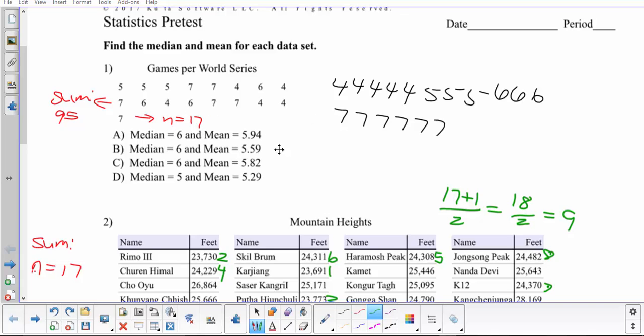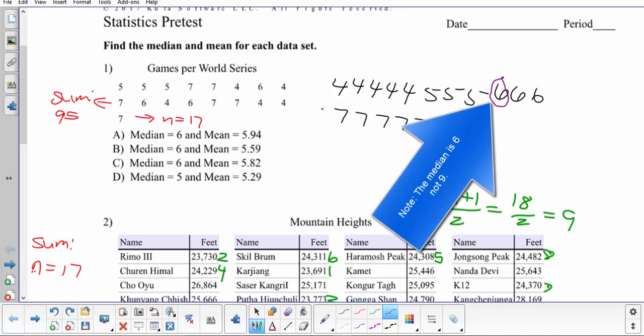So instead of the old method of crossing off one at the front, one at the back, we can use a little formula where we take the number of numbers, 17, plus 1, which is 18. Divide that by 2 and it gives us 9. So our median is the 9th number. 1, 2, 3, 4, 5, 6, 7, 8, 9. So it's 6. And if we check from the other direction, 1, 2, 3, 4, 5, 6, 7, 8, 9, it gives us the same number. So our median is 6, which means D is clearly not our answer.